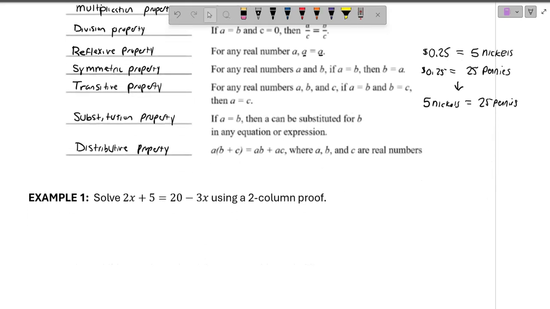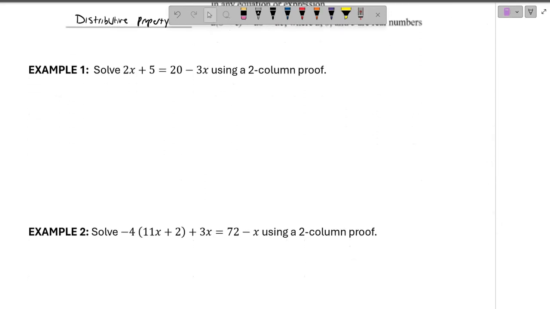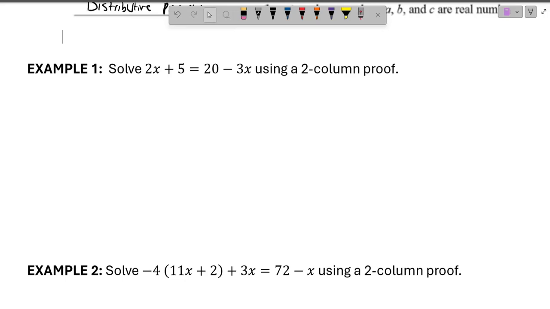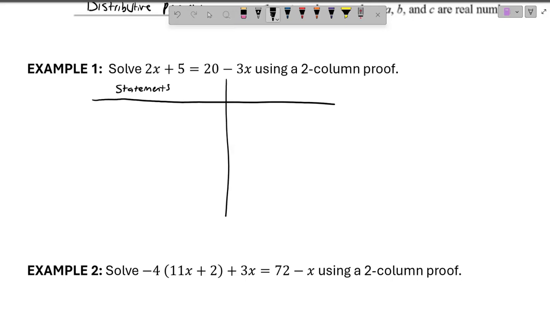So how does this work for a proof? We have an equation here that you're probably familiar with solving: 2x plus 5 equals 20 minus 3x. I'm going to create a two-column proof. I'm going to write the word statements and draw a line, and I'm going to create one here called reasons. And that's a two-column proof.